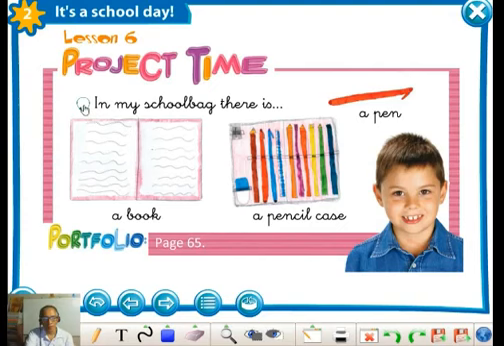Dice así. In my school bag, there is a pen, a book, a pencil case. Van a dibujar en un papelógrafo o en una hoja de su cuaderno lo siguiente. En mi mochila hay, a pen, un lapicero, a book, un libro, a pencil case, una cartuchera. Ustedes van a dibujar lo que hay en su mochila. Puede ser a ruler, a rubber, etc.